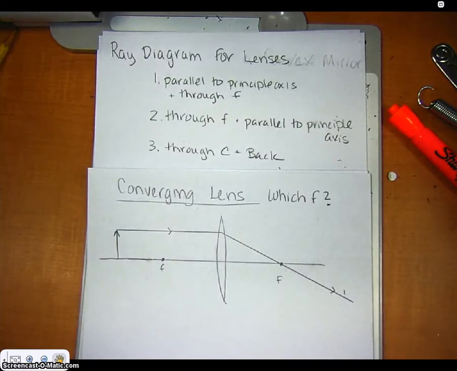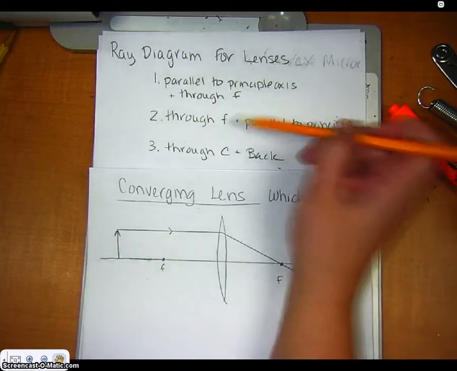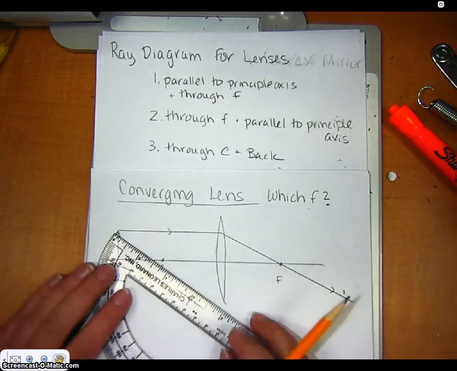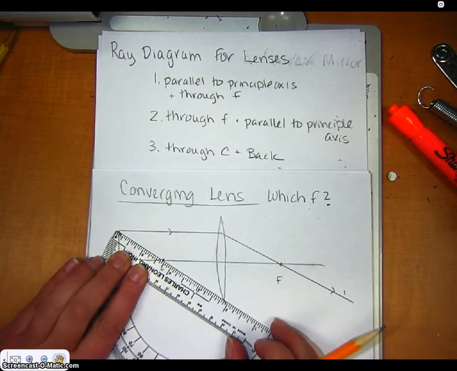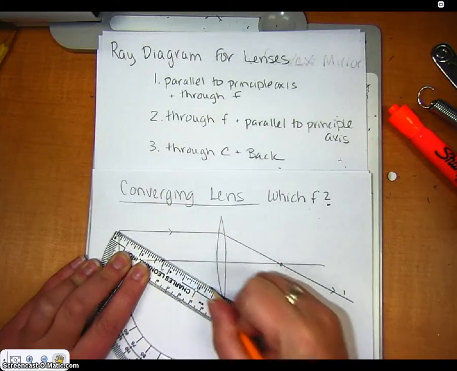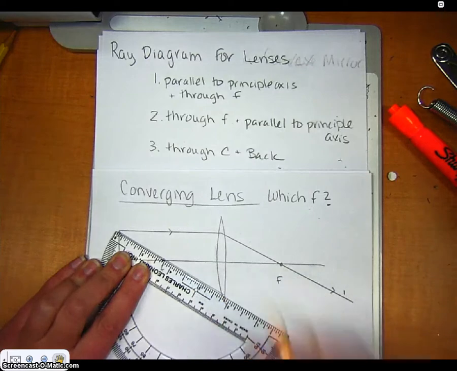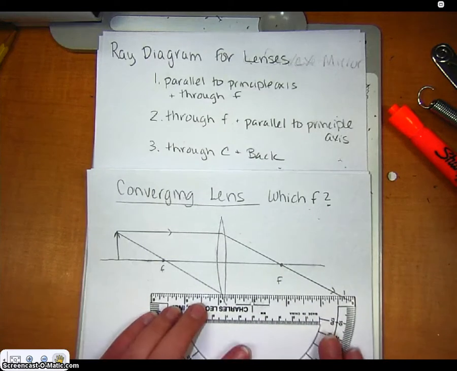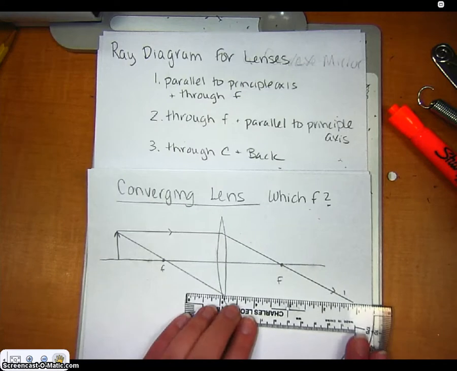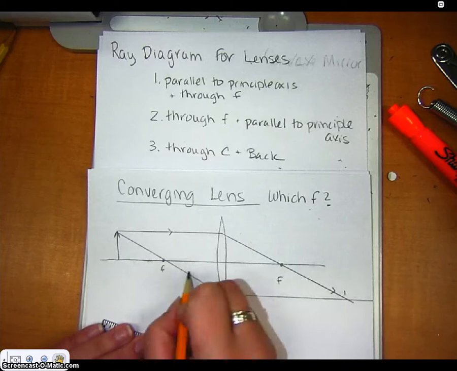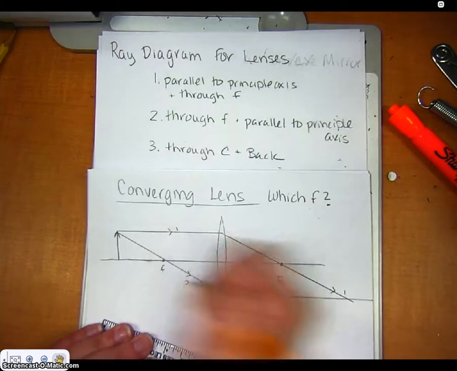Now, we have to use both focal points when we draw ray diagrams. So the answer to the question which F is, it's going to be the F you haven't used yet. So we're going to start by going through this F, and then again, as it strikes the lens, it's going to converge and bend this way. So then we are going to bend parallel to the principal axis. So this is ray 1 and this is ray 2.